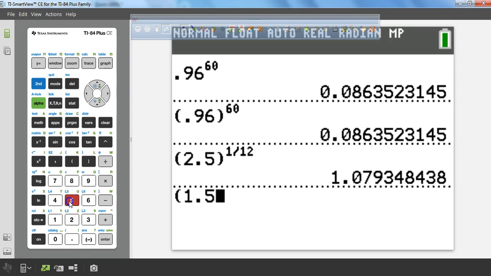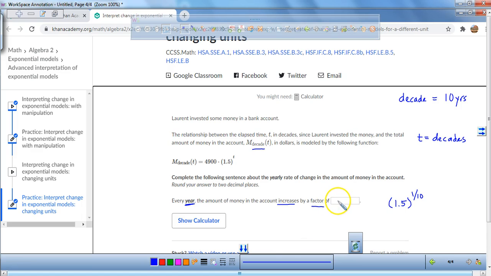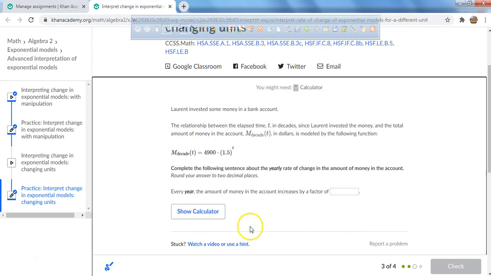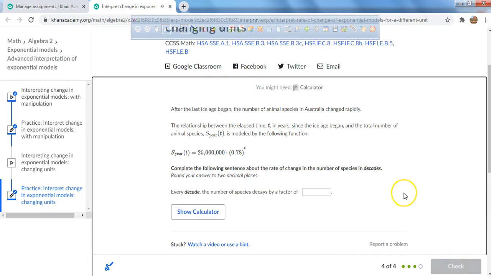All right, so let's do 1.5, and we will raise it to the power of 1/10. So every single year, it's going to go up by 1.04. Basically, it gains 4% every single year. So I'm going to put 1.04 right there. See if it works. 1.04. Woohoo! Man, we're on a roll here. All right, last one.